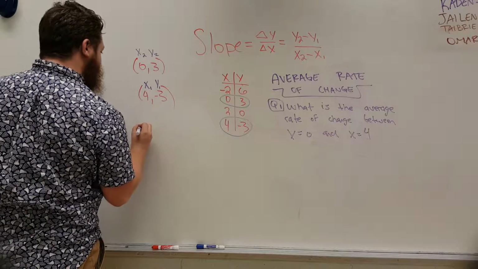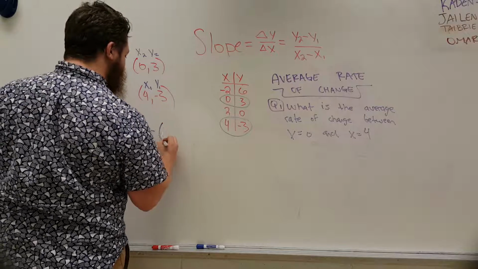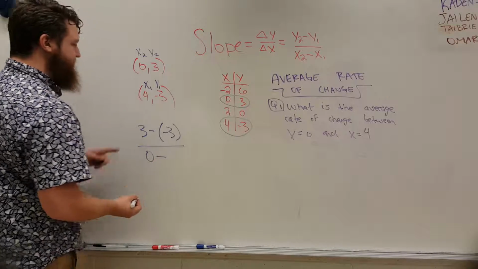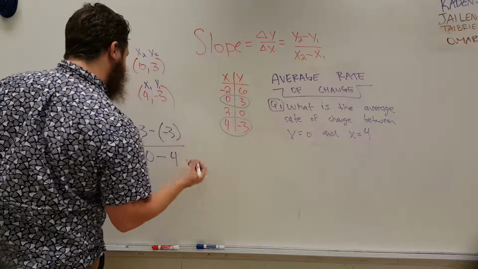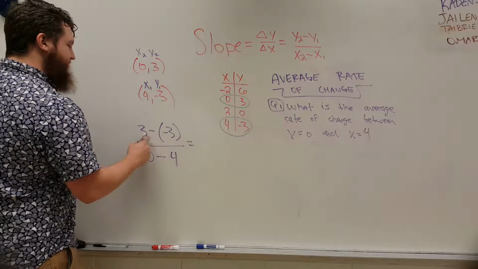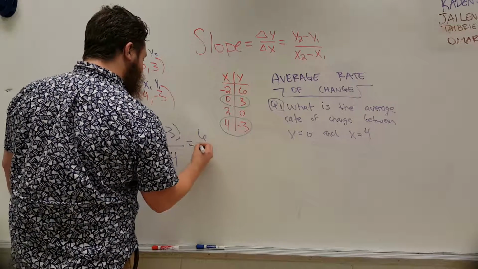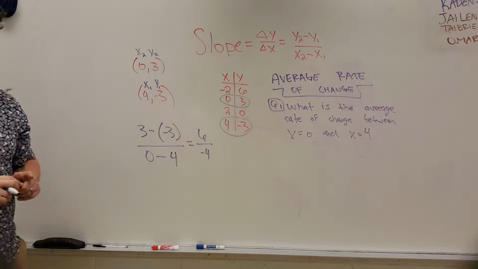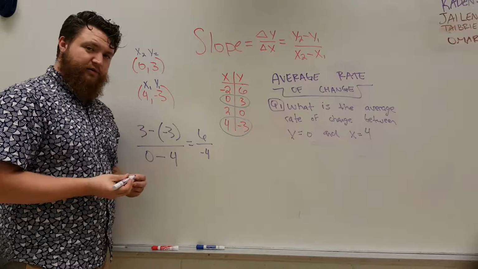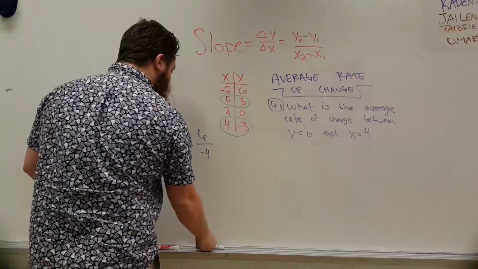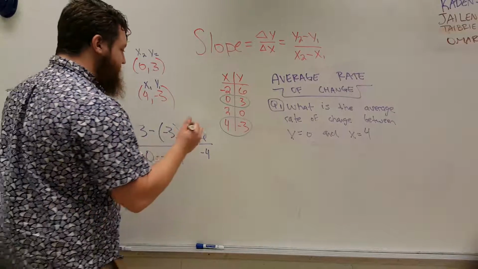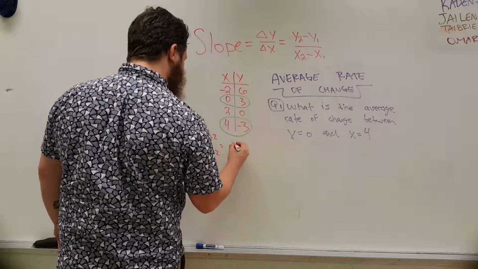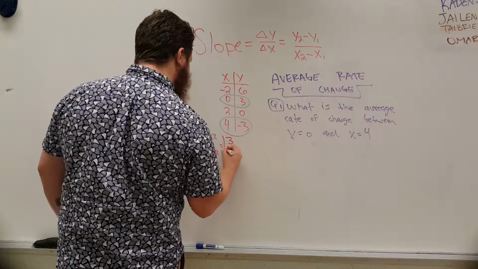y2 minus y1 is 3 minus negative 3 over x2, which is 0, minus x1, which is 4. I solve. 3 minus negative 3 is a positive 6. 0 minus 4 is negative 4. And I have a slope. Now wait. What can I do with 6 over negative 4? Okay. Since they are both even, I know that 2 goes into them. So I can divide out a 2 to simplify, and I get 3 over negative 2.